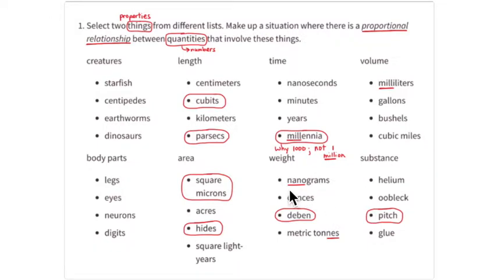And finally, nanograms. Nanogram is 1/billionth of a gram. A microgram is 1/1,000,000th of a gram. So different things to think about. Here's the form for students to fill out. I provided this as a PDF in the information below this video.